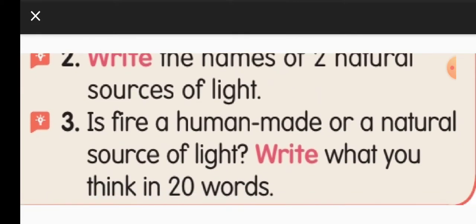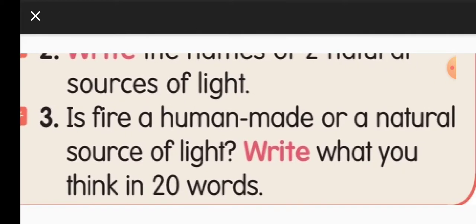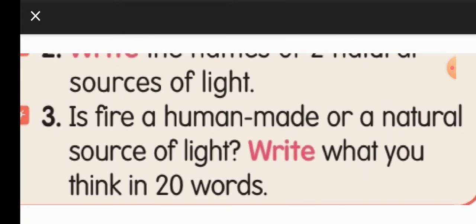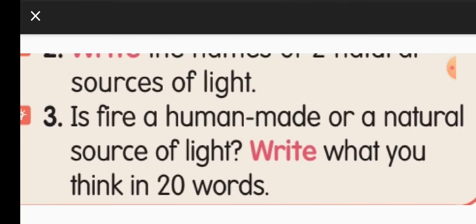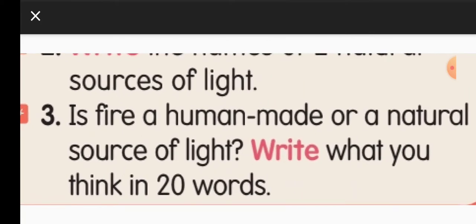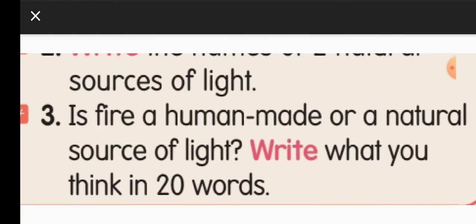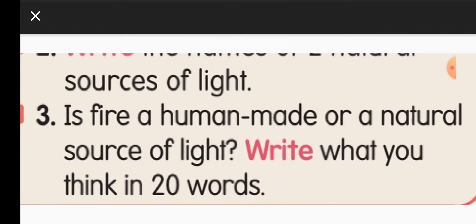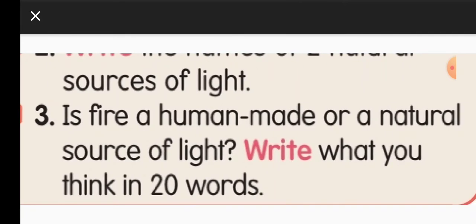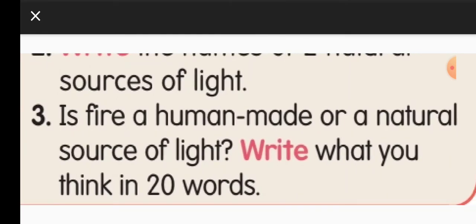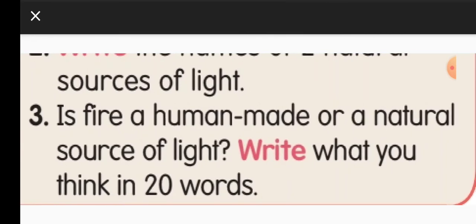Third question, is fire a human-made or natural source of light? Write what you think in 20 words. Fire is human-made as we light it with a lighter or a matchstick. So fire is a human-made source of light, but very rarely, if there is a forest fire, the fire will be natural also sometimes, right?